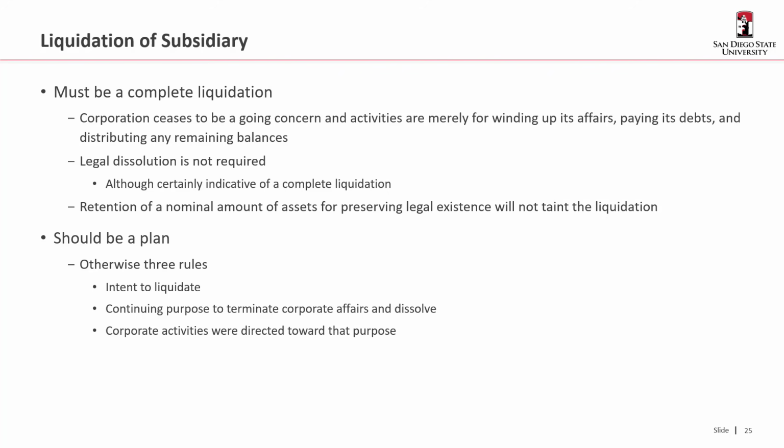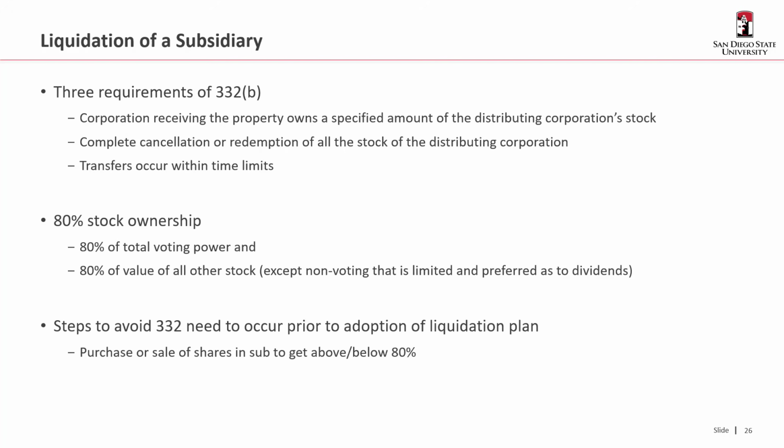There should be a plan, right? We've talked about that with redemptions as well. There really you should always have a liquidation plan. Otherwise, there are 3 rules. You have to be able to show the intent to liquidate. There has to be a continuing purpose to terminate corporate affairs and dissolve, which means that the activities are showing a continuing effort to do so. And corporate activities are directed toward that purpose, not some other purpose, for example, continuing to operate.